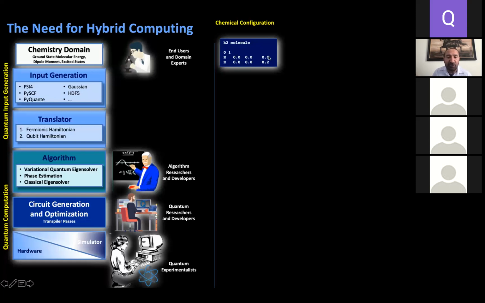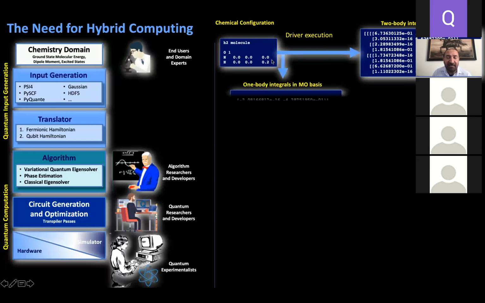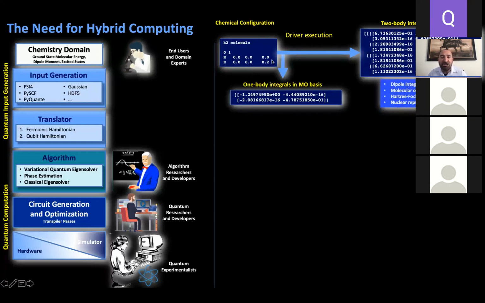And the unit of measure is angstroms, and then we let one of these drivers execute some basic computations, like the computation of the 1 and 2 body integrals in molecular orbital basis, and other properties like the dipole integrals and so on. We don't, of course, let these drivers compute the ground state molecular energy, because we want that to be computed by the quantum computer, but we need this input, which actually scales very well.